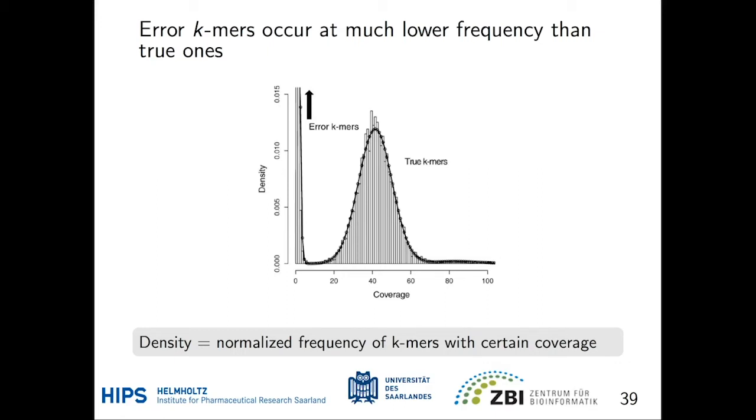This is a typical distribution of frequencies of K-mers with certain coverage. So here we have a coverage for a K-mer, and here we have the density, which is normalized frequency. What you see here is a nice and normal distribution around the coverage of your sequencing experiment. And here you see a very heavy tail towards 0, which means that we have some reads with K-mers that occur only once or twice. So these K-mers most probably are those erroneous K-mers, and we want to correct these errors.